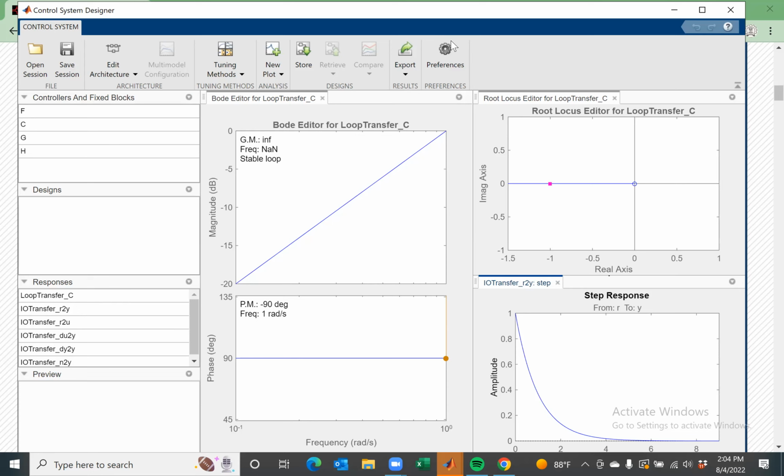So that is it, and I will actually take an example and show you what happens once you add the pole and once you add the zeros. Because compensators, which is nothing but either a lead compensator or a lag compensator, is nothing but adding poles and zeros to the transfer function. So we'll talk about it in the next discussion.